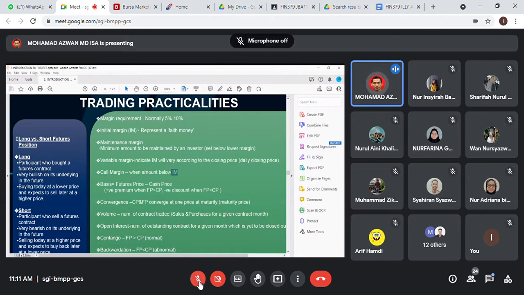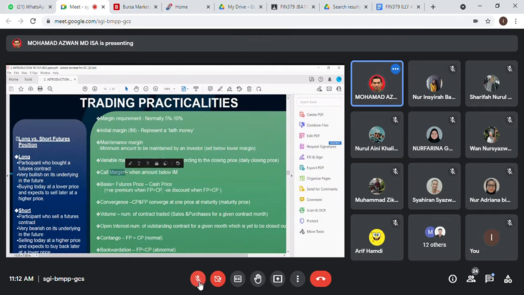Call margin is when the account balance falls below maintenance margin. Katakan hari esok you trade, tiba-tiba you lost banyak. Then your account balance falls below 8,000, below maintenance margin. Let's say it falls to 7,000. So you will have a call margin. Call margin maksudnya clearing house will call you to top up the margin. Faham tak?